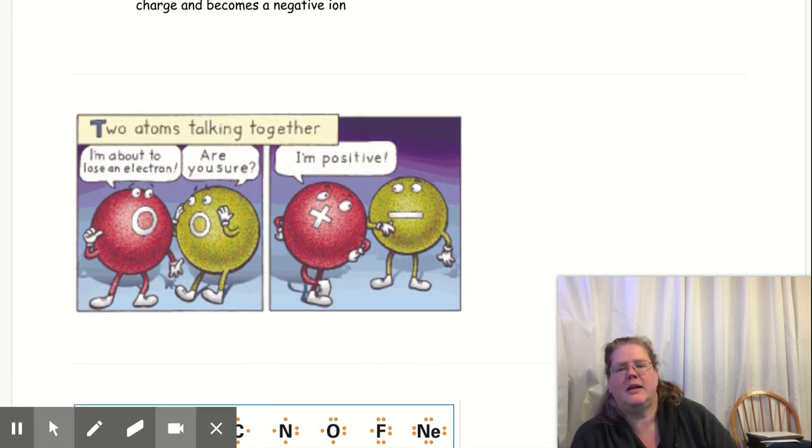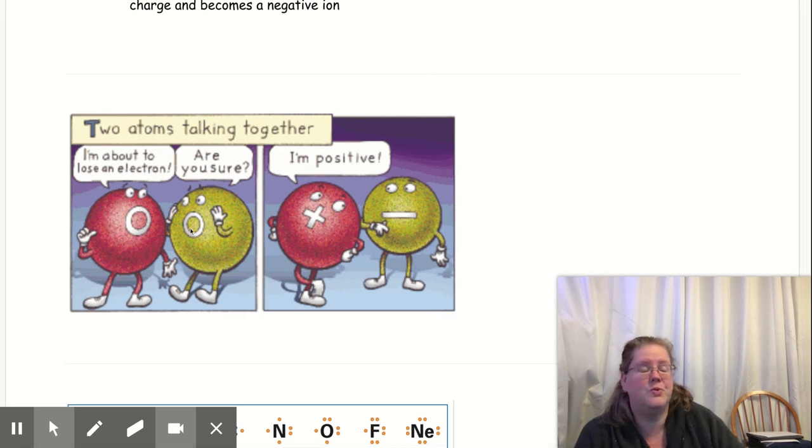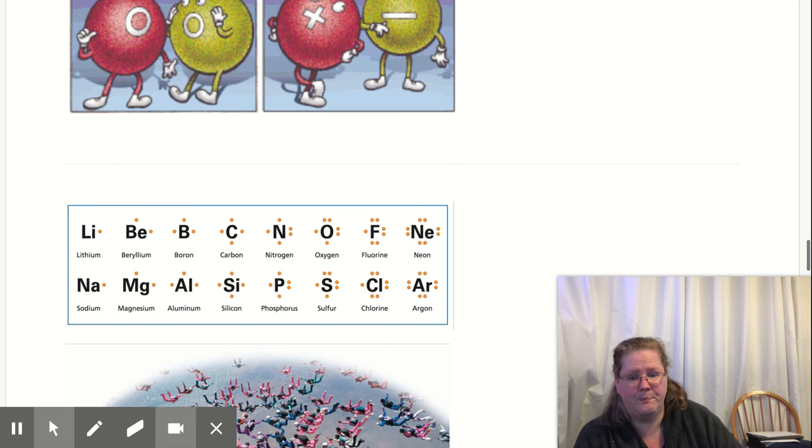So, 2 atoms are walking together. I'm about to lose an electron. Are you sure? I'm positive. Okay, this is a bad science joke because right now they're both neutral. But as soon as this one gives away an electron, it gains a positive charge. This one was really close and only needed 1, so this one gave away and this one took it, so this one became negative. And now they're going to be stuck together forever because a 1 plus charge and a 1 minus charge stick together because they become neutral.